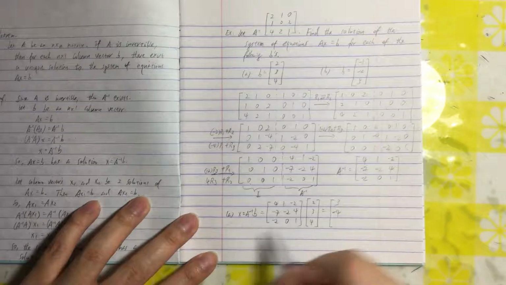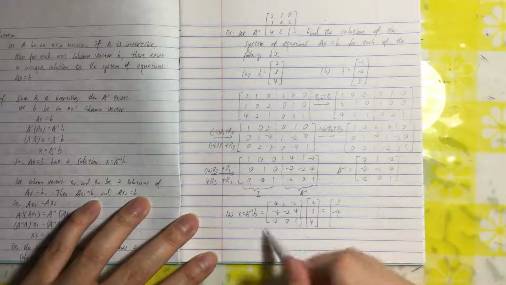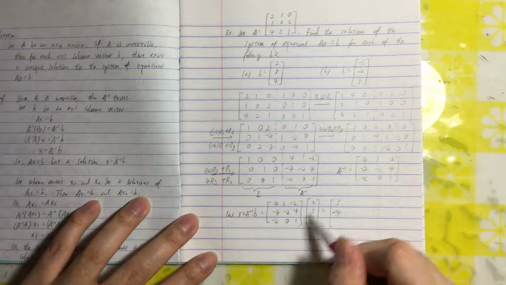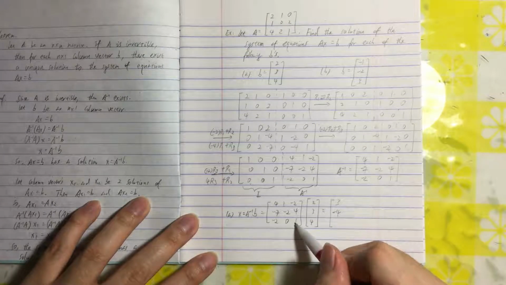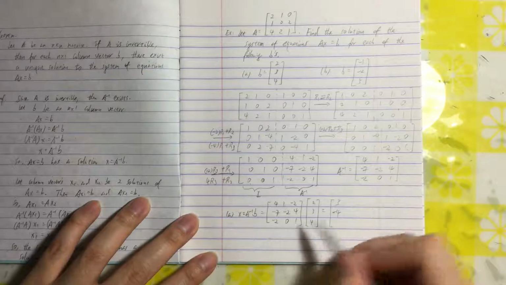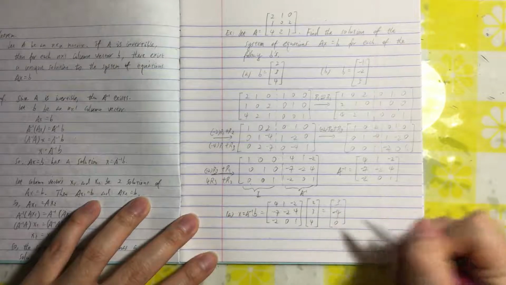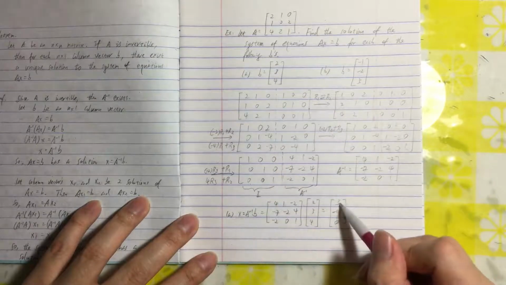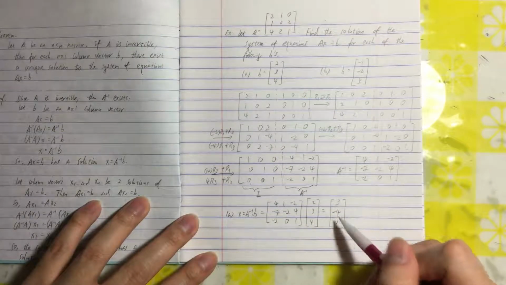Next, the third row. Row times column. Negative 2 times 2 is negative 4. 3 times 0 is 0. 1 times 4 is 4. Negative 4 plus 0 plus 4 is 0. So when B is 2, 3, 4, the solution is 3, negative 4, and 0.